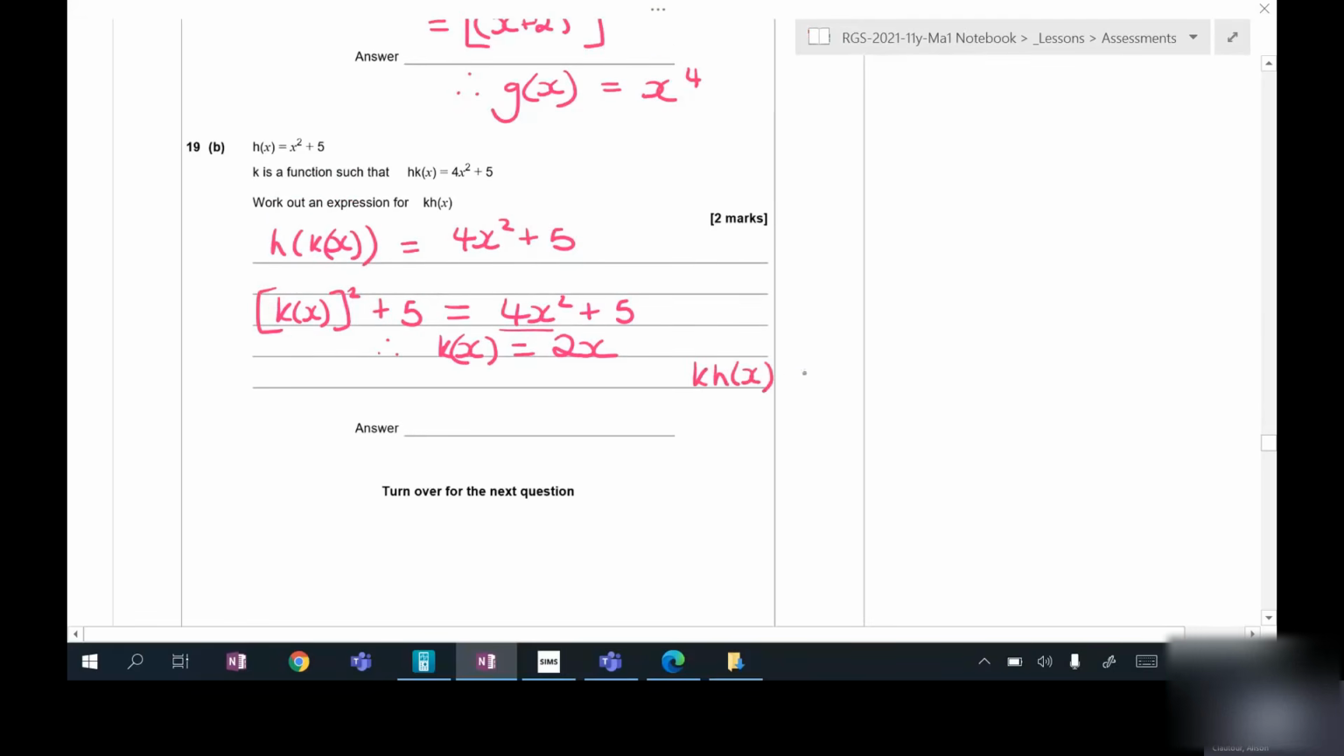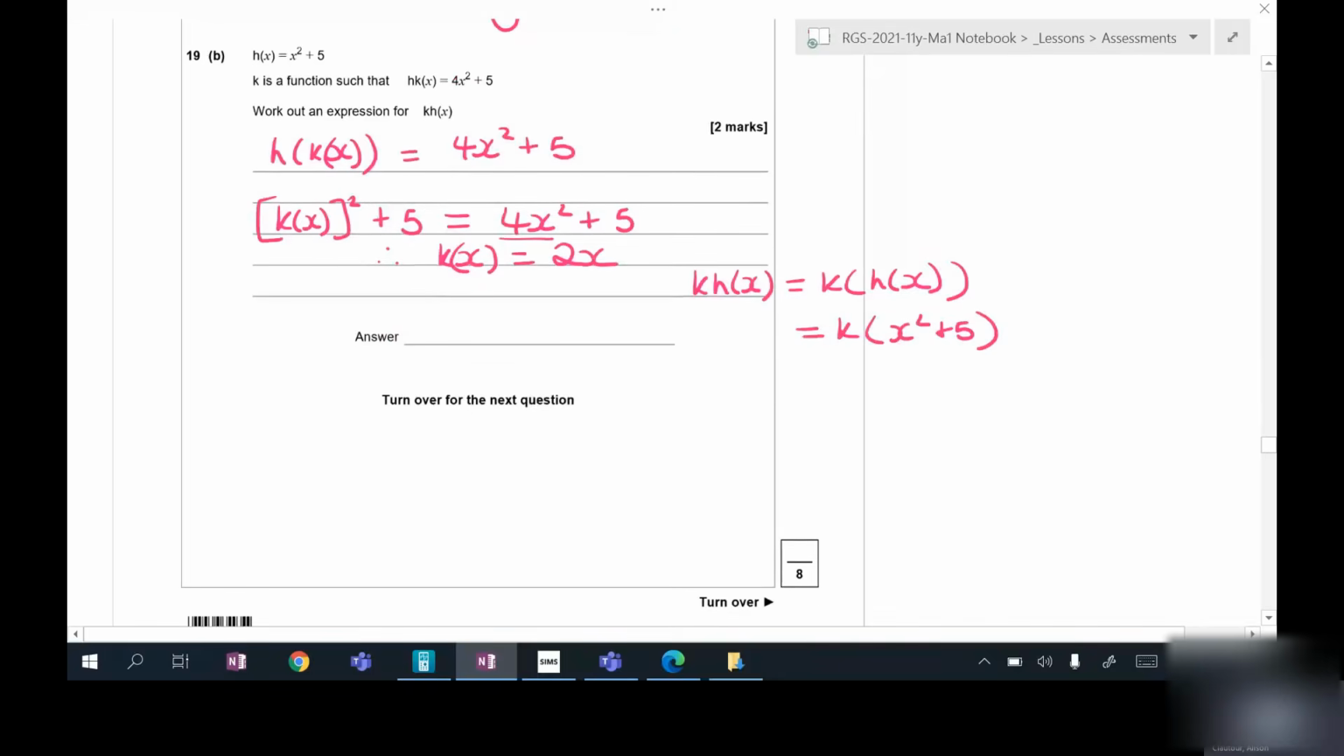So k of h of x is putting h into k. So we're putting x squared plus 5 and substituting that into our expression for k. Replace the x with x squared plus 5, and that gives us our second composite function.